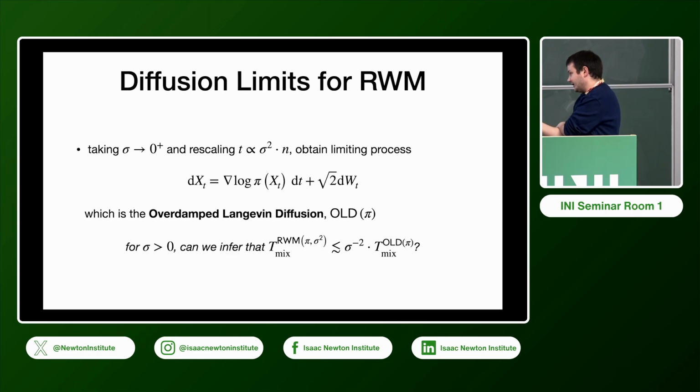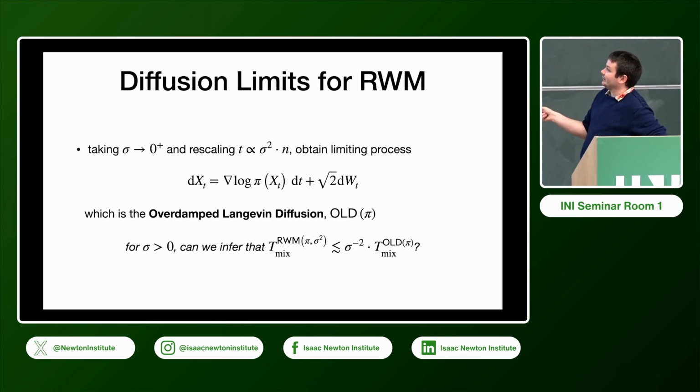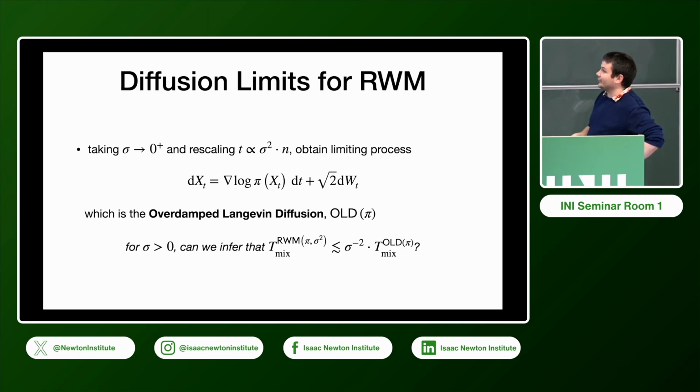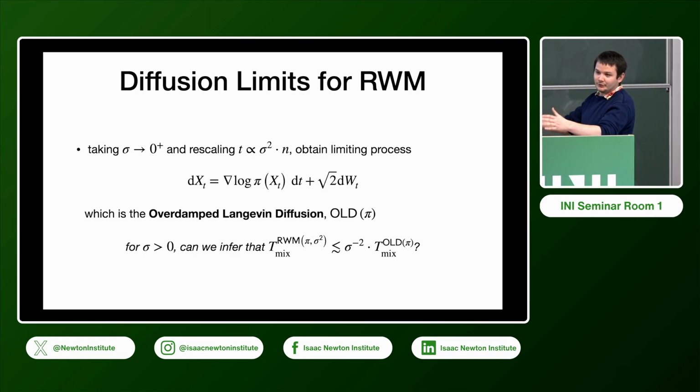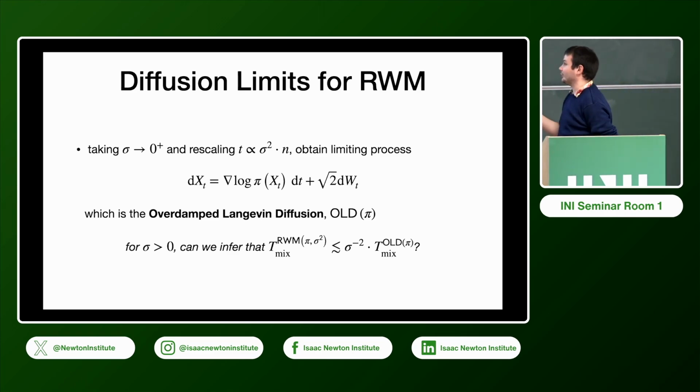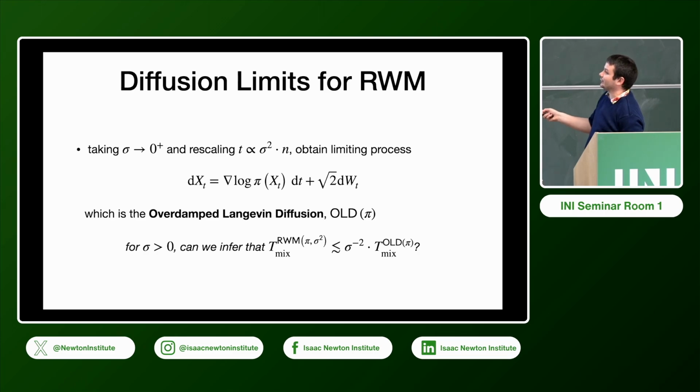An interesting feature of the random walk Metropolis, which is often presented in slightly different ways, is this: say I have my algorithm as I've described it, and I take the step size going to 0 from above, and I rescale time appropriately. We obtain, in some suitable sense, a limiting diffusion that describes the process. This approximation doesn't hold in every possible sense, but uniformly on compacts and up to some fixed time horizon, it holds reasonably well as sigma goes to 0. This is what we call the overdamped Langevin diffusion, and throughout this talk I'll abbreviate it as OLD pi.